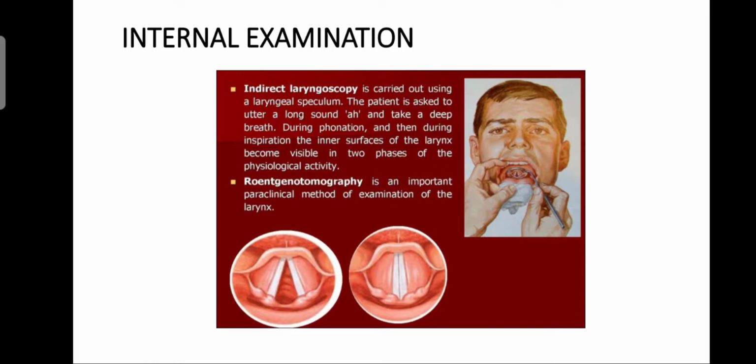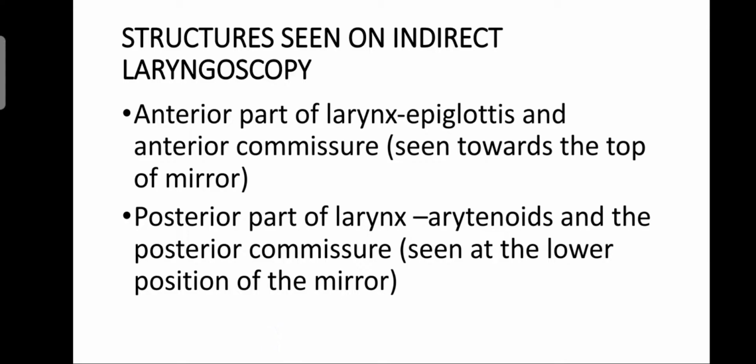Internal examination. It includes indirect laryngoscopy. It is carried out using a laryngeal mirror. The patient is asked to utter a long sound ah and take a deep breath. During phonation and then during inspiration, the inner surfaces of larynx become visible in two phases of the physiological activity. Roentgenography is an important paraclinical method of examination of the larynx.